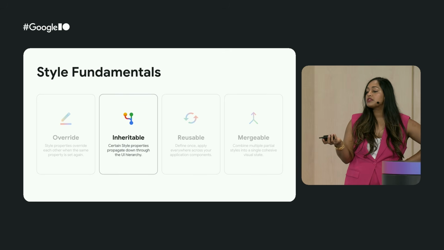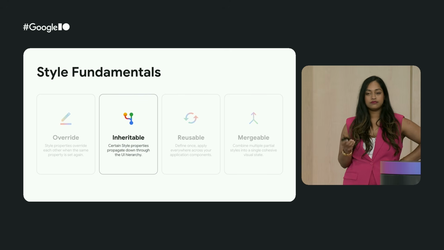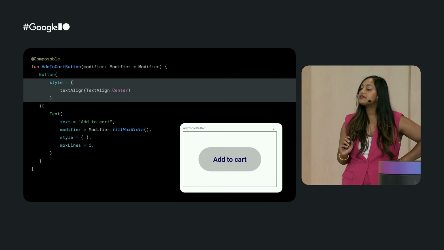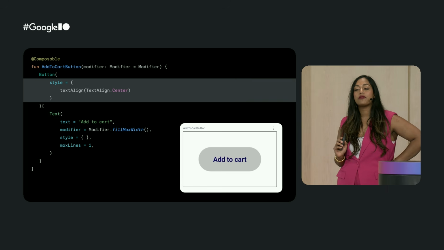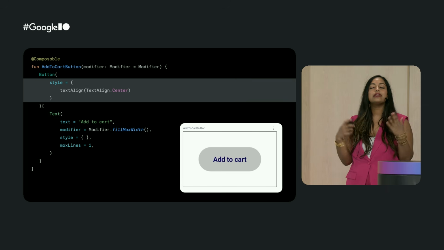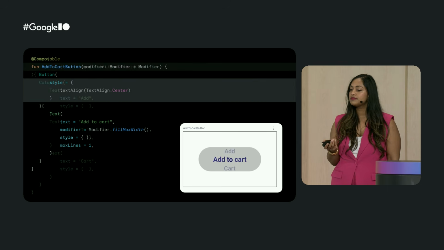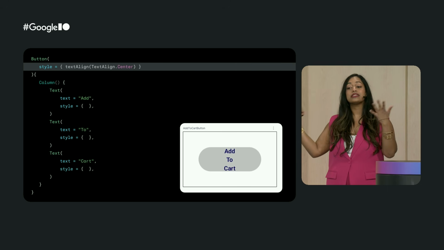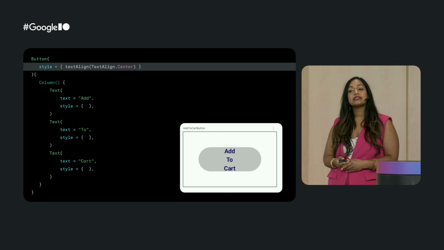And depending on our use case, we would set text align on the button level because certain text style properties are inheritable. By setting the text align on the button level, the text content inherits the text alignment from the parent composable. It doesn't make so much of a difference when there's only one child composable. But if we instead pass this column of text composables as the button content, they would all inherit center text align.